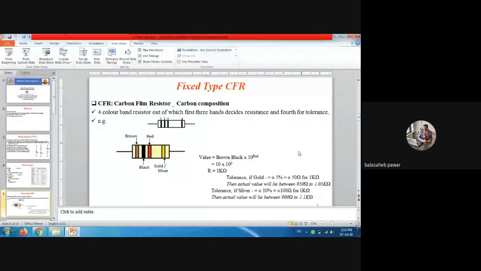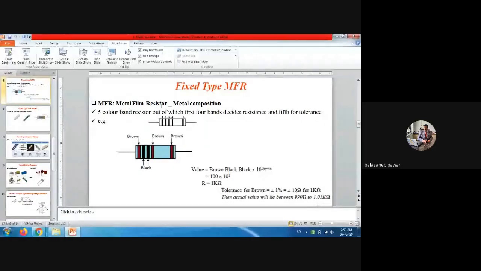Now the next one, that is MFR type, metal film resistor. For this resistor, how it differs from CFR, there are total 5 color bands. Out of that, first 4 are for its resistance. The 5th one is for tolerance. Mostly that tolerance band is of brown color in metal film, and that brown color has number 1 assigned.